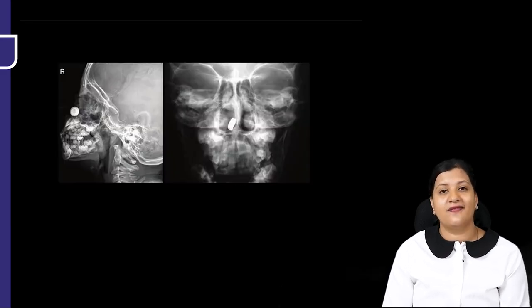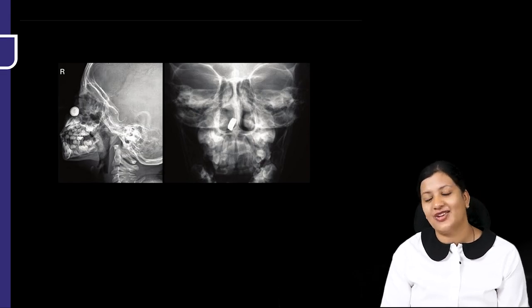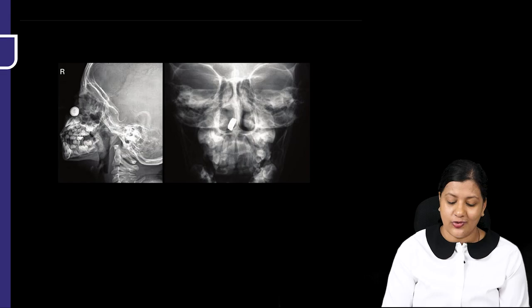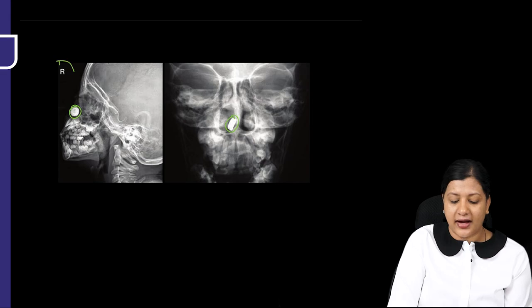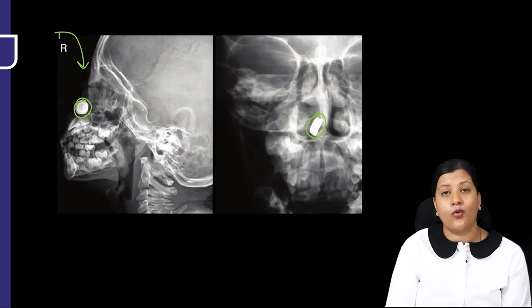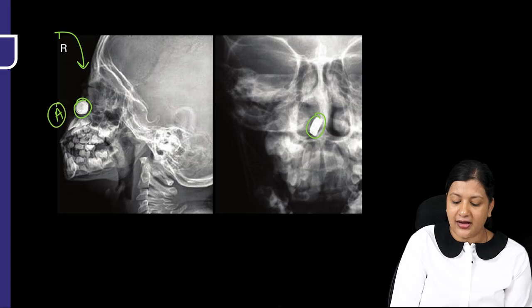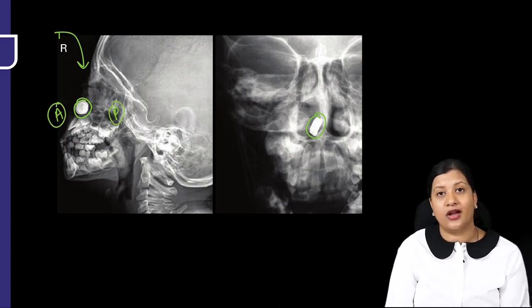Now here again a very important X-ray. Typically in toddlers, in young children, you will see that there can be a foreign body in the nose. Why do we take a lateral view of the foreign body? Because we want to see whether the foreign body is anteriorly located or posteriorly located.